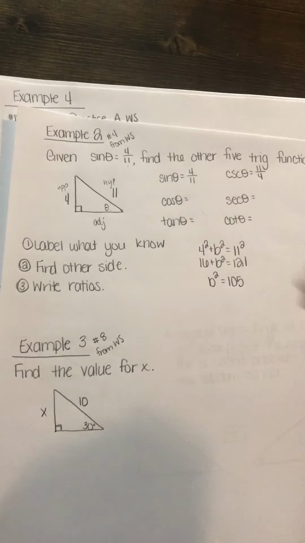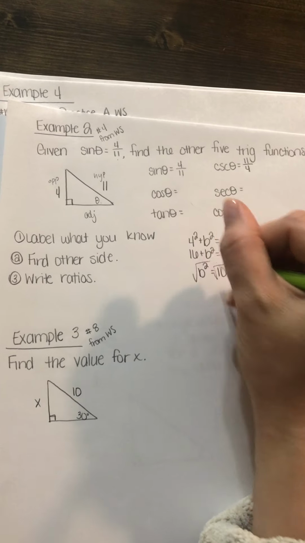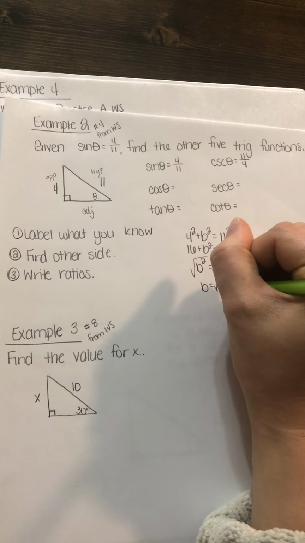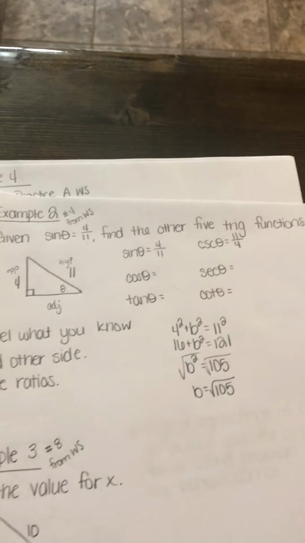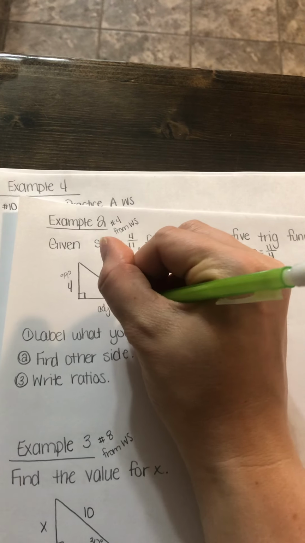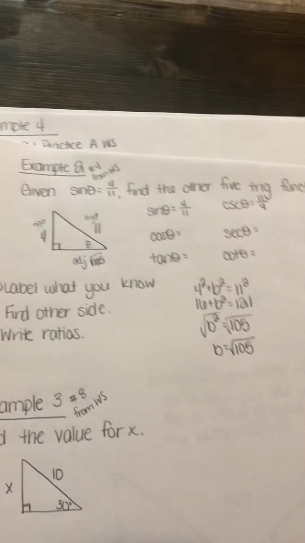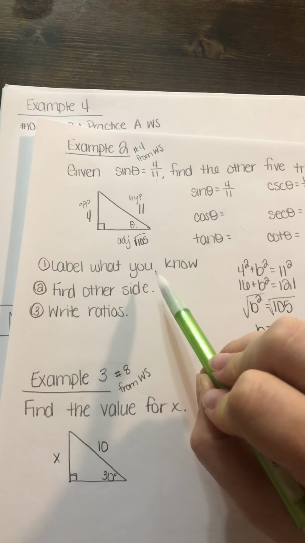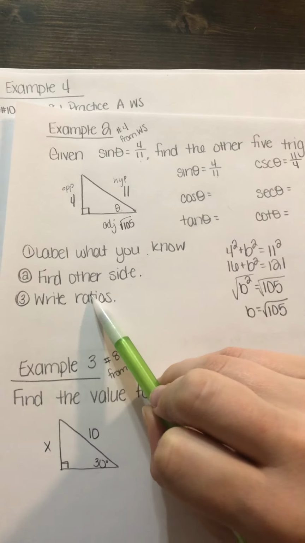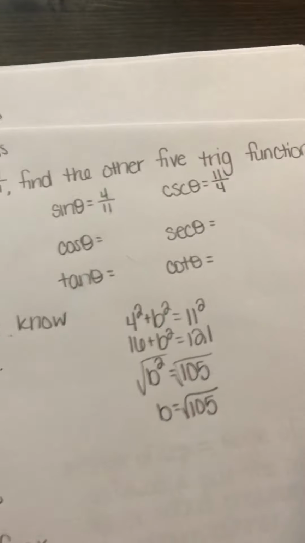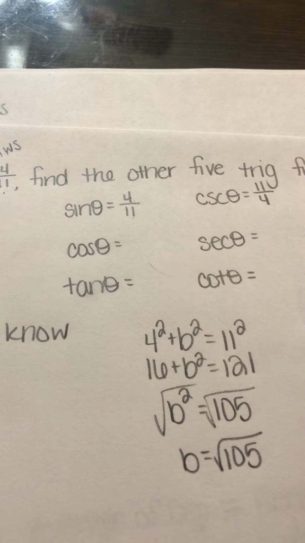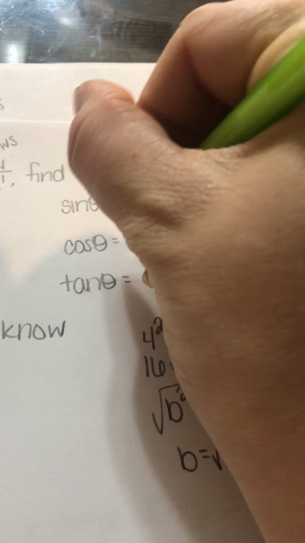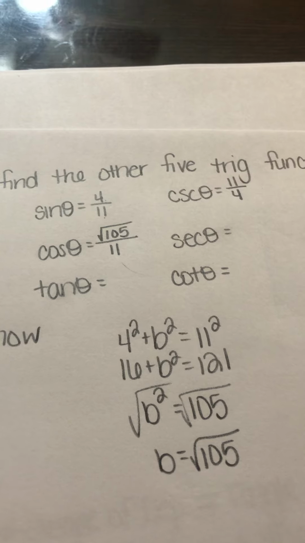And when we take the square root to find b, we're going to leave it as the square root of 105 because it does not break down. So knowing that, the adjacent is the square root of 105. Okay, we've labeled what we knew, we found the other side, now we just have to write the ratios. So cosine uses adjacent over hypotenuse, so it's the square root of 105 over 11. That one was easy.